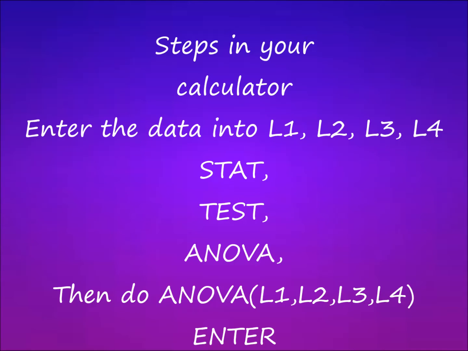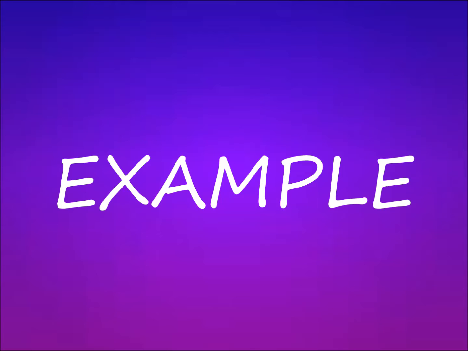Steps in your calculator: enter the data into List 1, List 2, List 3, and List 4. Then go to Stat, Tests, then ANOVA. Then do ANOVA(List 1, List 2, List 3, List 4), then Enter.